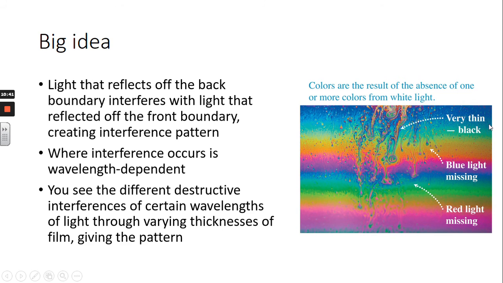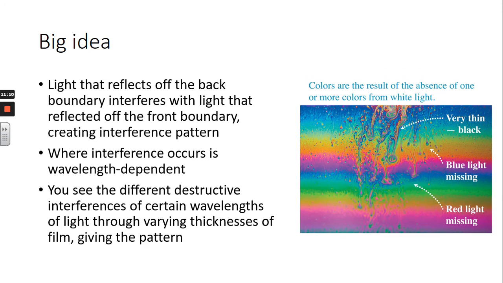So we've got this very thin black line here, where the yellowy orange is, that's where blue is missing. Here, where the blue-green is, that's where our red light is missing, and so on. So the absence of one wavelength of light due to destructive interference gives rise to the pattern we see. That also explains why we don't see all of the colors of the rainbow, because we're not going through all of the wavelengths, we're only subtracting out certain wavelengths at certain places.